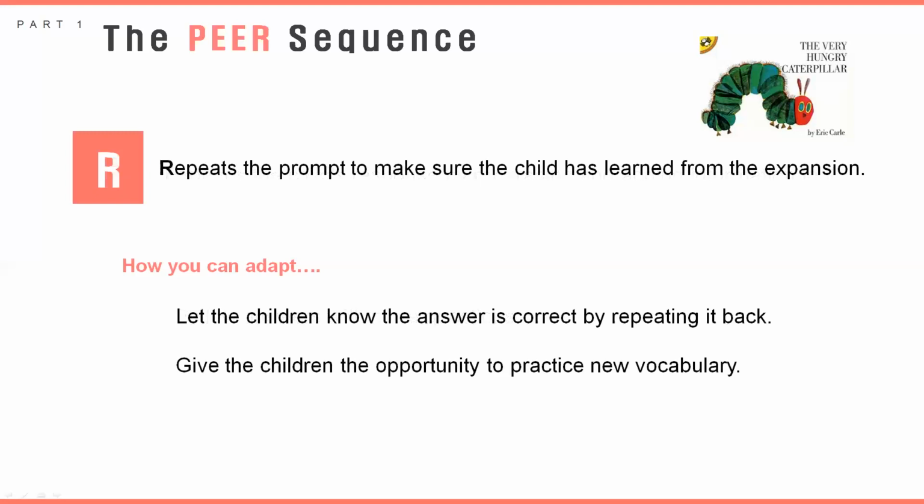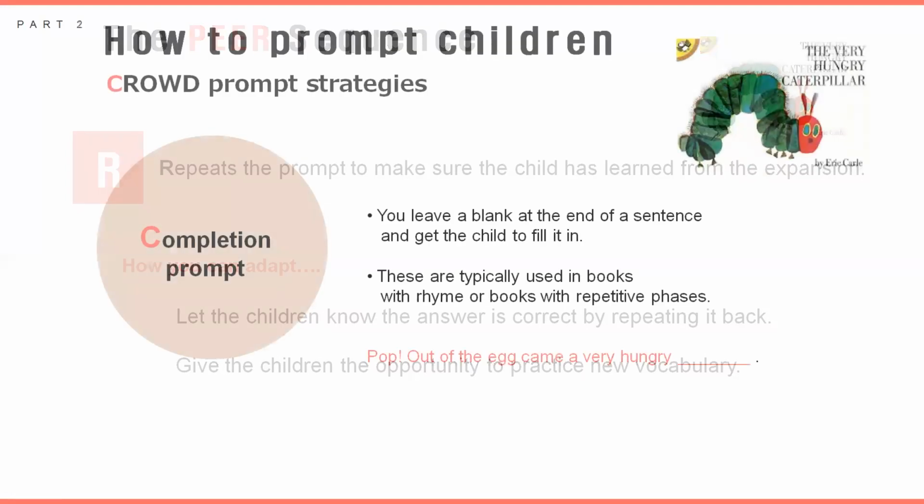And then repeat the prompt to make sure, and let the children know the answer is correct by repeating it back, and give the children the opportunity to practice new vocabulary. For example, yes, it's a green caterpillar. The green caterpillar wiggles. Can you say wiggles with me?